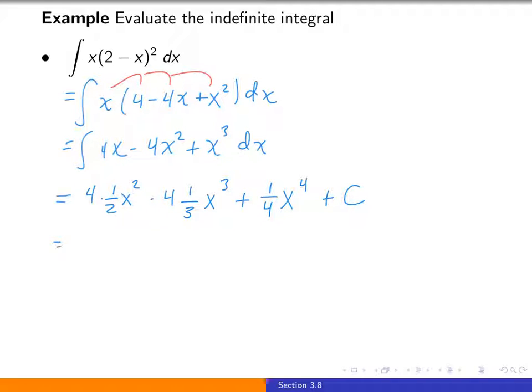So just simplifying 4/2, so 2x squared, minus 4/3 x cubed, plus 1/4 x to the 4th, plus c. And hopefully after going through and evaluating a few more examples, this process will become as quick and as efficient as it would be to differentiate polynomials.